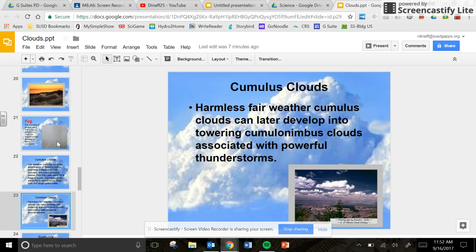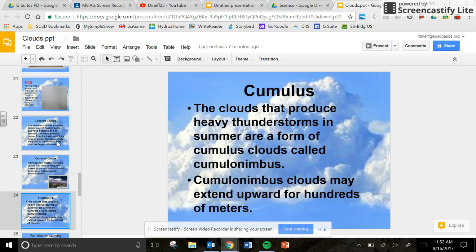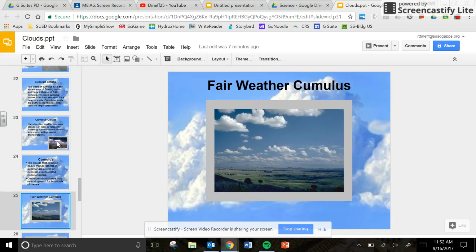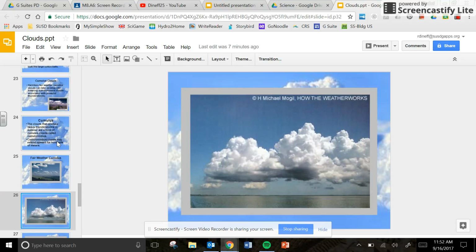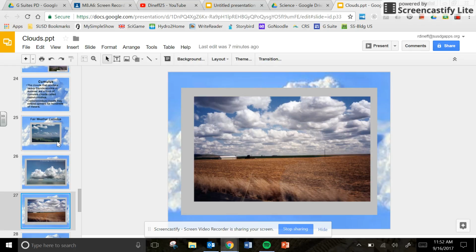But just cumulus clouds on their own, just the fluffy cotton balls that you see in the sky and make shapes out of, are generally just fair weather and aren't going to produce much. The clouds that do produce the heavy thunderstorms are cumulonimbus. Those are the big ones. They extend upwards for hundreds of meters. These aren't the cotton balls, these are cumulonimbus, the huge towering stacks. Again, this is the fair weather cumulus, just the cotton balls on their own. And then you can see them cross the sky. Not too high, not too low, somewhere in the middle.